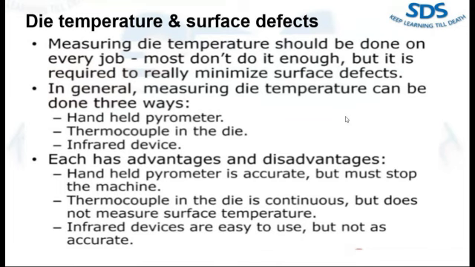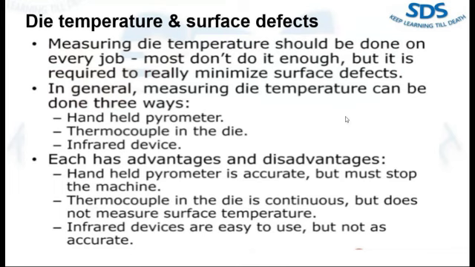There are three ways to measure the die temperature: a handheld pyrometer, a thermocouple installed in a die, and an infrared device. Mostly on the shop floor they use the infrared device. But yes, I have seen some plants or shop floors using a thermal camera. I think this is the best way to monitor or measure the die temperature, and you can easily identify it at different stages of running.